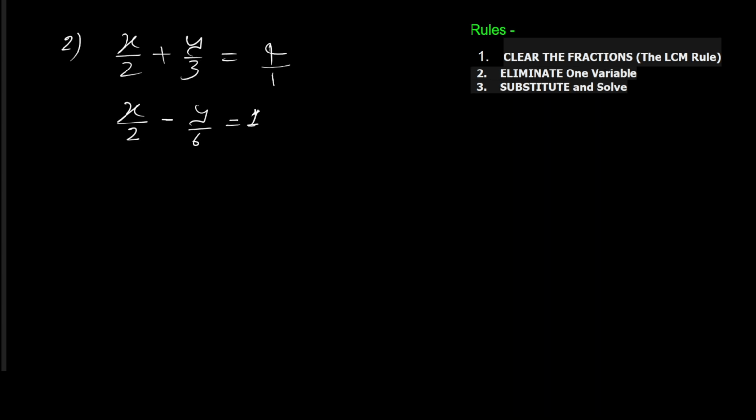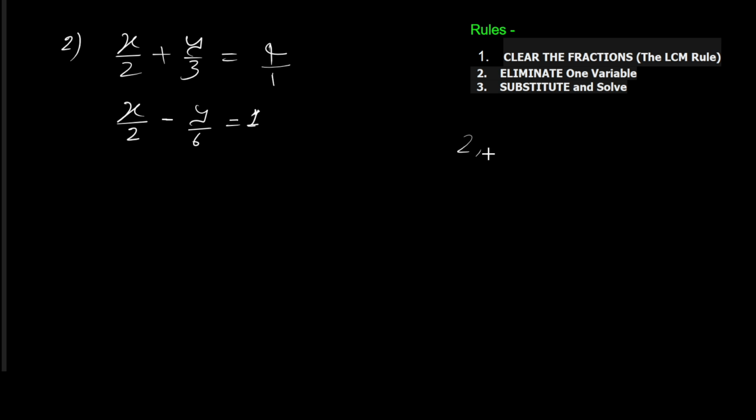So moving to our second problem, which is x over 2 plus y over 3 equals 4 and x over 2 minus y over 6 equals 1. I'm going to apply all the rules to solve this problem. Our first rule is clear the fraction, the LCM rule. So I'm going to take the LCM of the denominators.